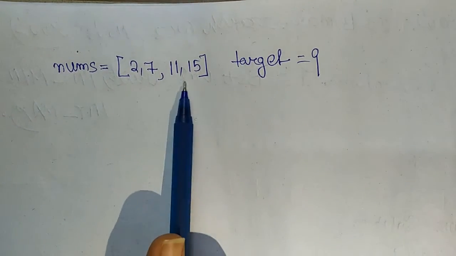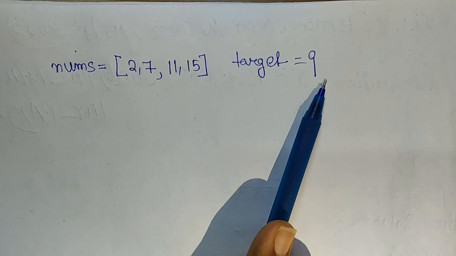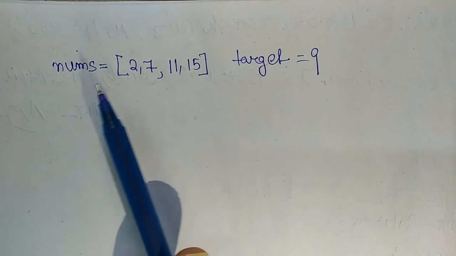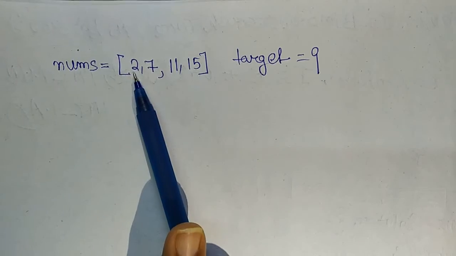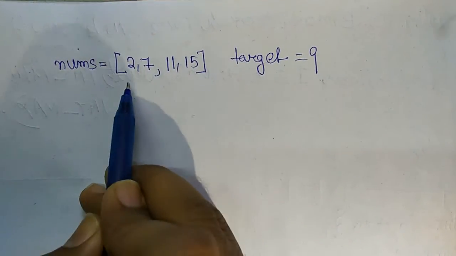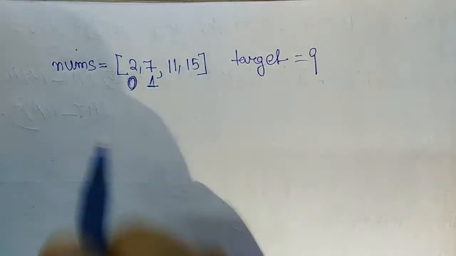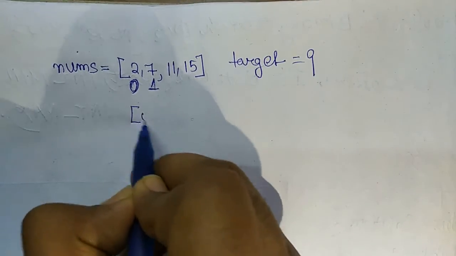So here is my given example, which is nums equal to 2, 7, 11, 15, and target is equal to 9. In this question I will have to write a function which returns the indices of two elements such that they add up to the given target sum. So here 9 is the sum of 2 and 7. The indices of 2 and 7 are 0 and 1. So our answer will return the values 0 and 1 in this form.